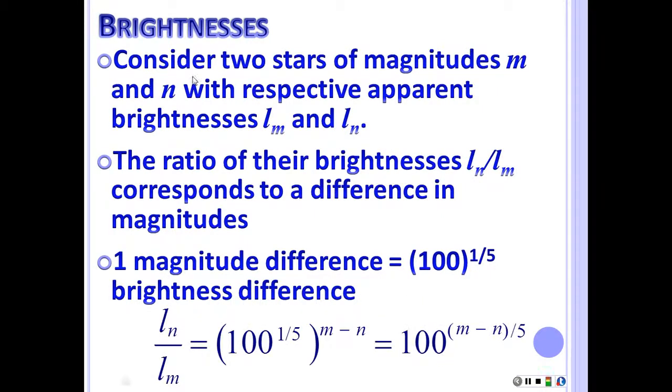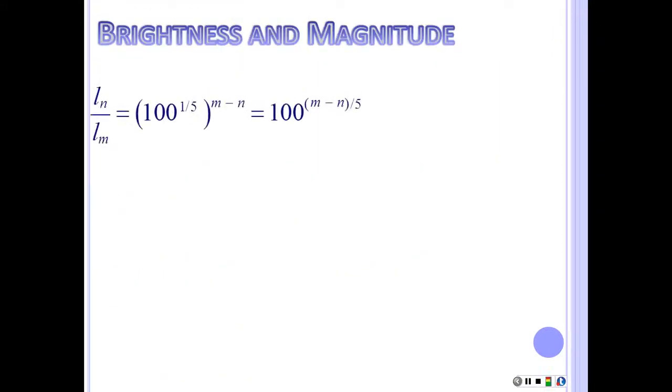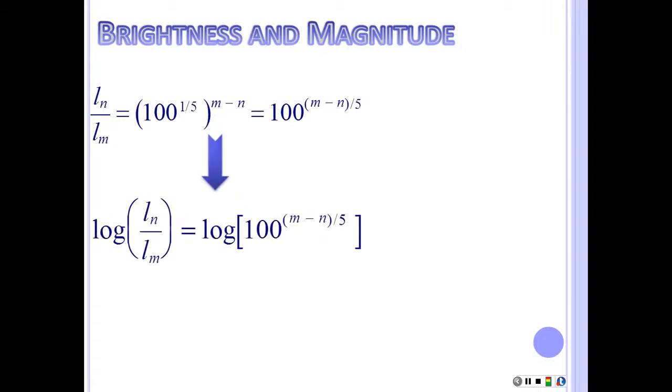So we can put this together and say that ln over lm, that is the ratio of the apparent brightness of n to m, is given by this 1 magnitude difference to the power of whatever the difference in magnitude actually is. And we just rearrange that and we get an equation that looks like this. So that's that equation. We've got the ratio of n to m is given by its magnitude difference in this form. And so I'm going to log both sides so I can rearrange it.